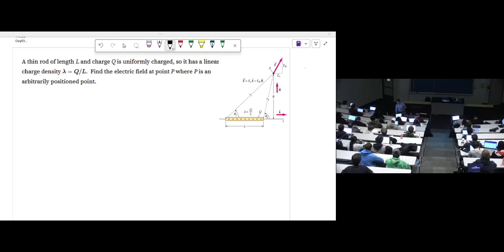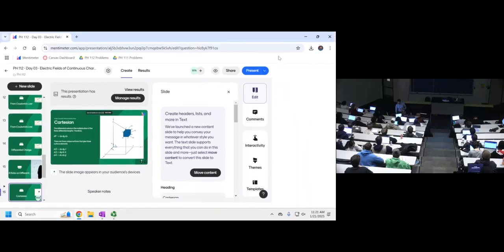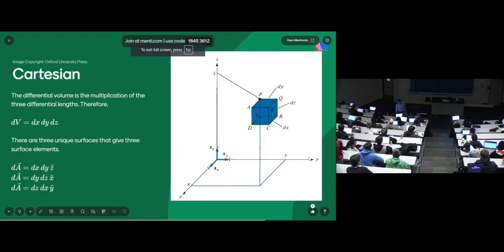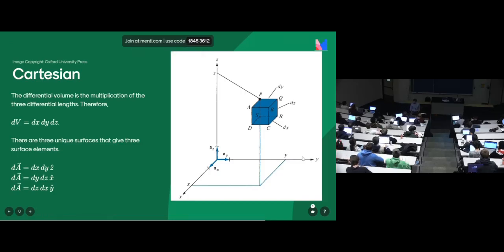I wanted to remind you guys from last time, this is kind of where we ended up, and I know we kind of flew through it there at the end, but when we're working with differential volumes and differential areas, this is what we're going to be using for the Cartesian system. Again, you got dx, dy, and dz for the volume.